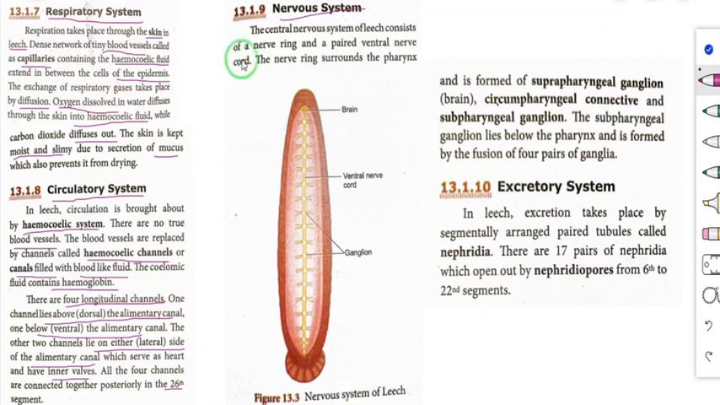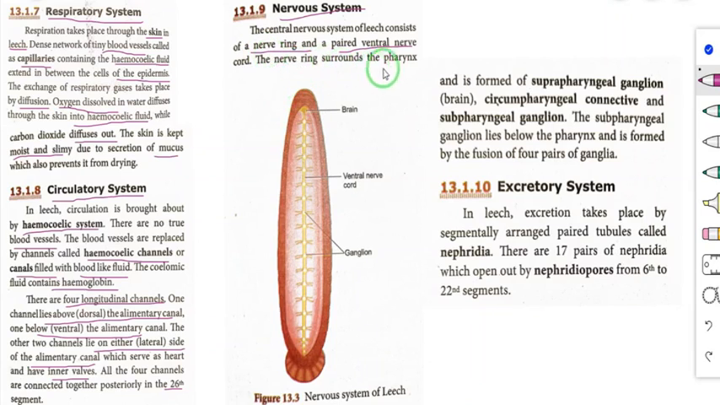The next one is nervous system. The central nervous system of leech consists of a nerve ring and a paired ventral nerve cord. Ventral nerve cord, paired. Then another one is a nerve ring.